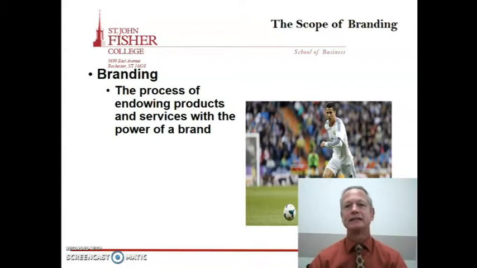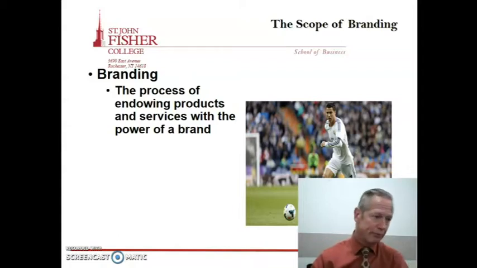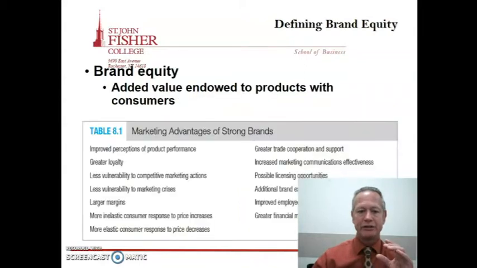And you can look at, say, GM. GM has its own brand, but it also has sub-brands like Chevrolet, Cadillac. I think Pontiac is part of GM and some of the other ones. So depending on how you want to do it, the process of branding is really endowing different products and services with a brand. If you look at a hotel chain, Marriott, their brand is all about the service that they provide.